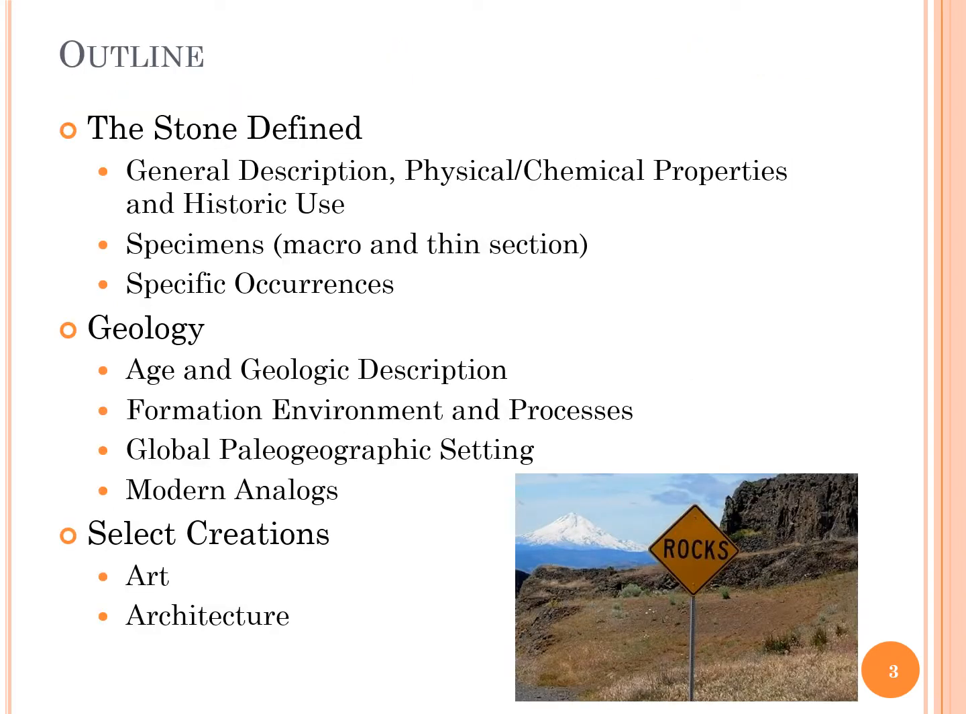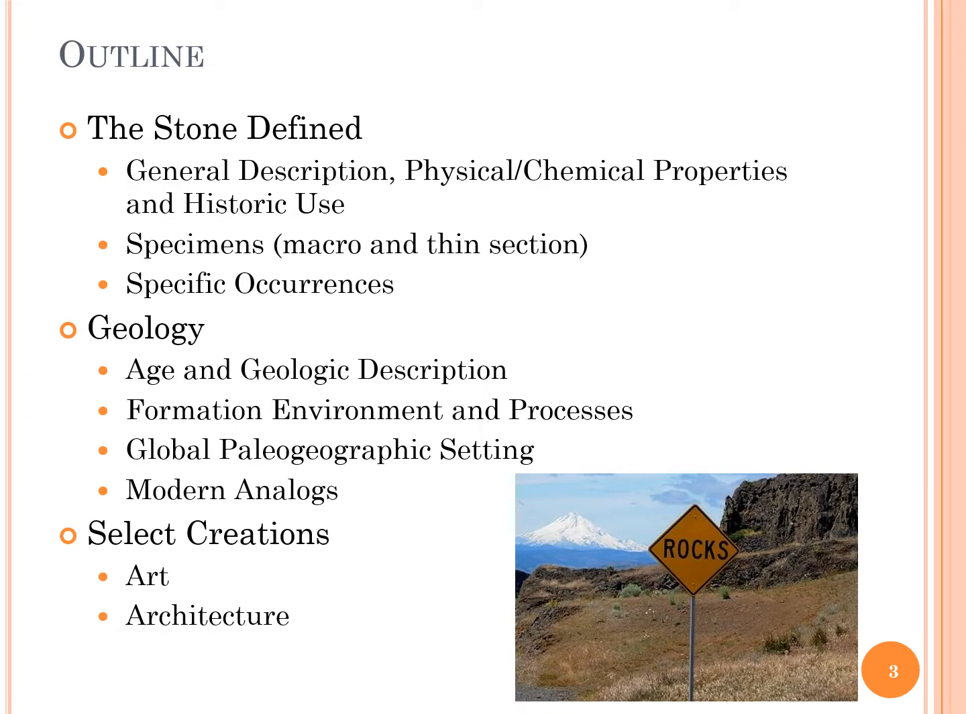And as usual for the Geology of Sculpting Stone series, we have three major areas we'll take a look at. One, the stone defined: a specific geologic description, chemical properties, and historic use, specimens, both large scale and small scale, and specific occurrences of where you can find the stone.